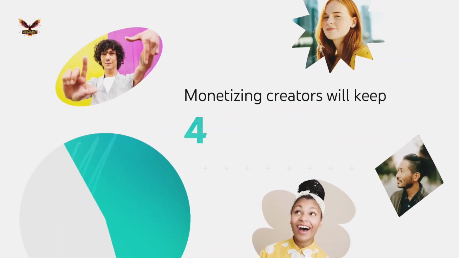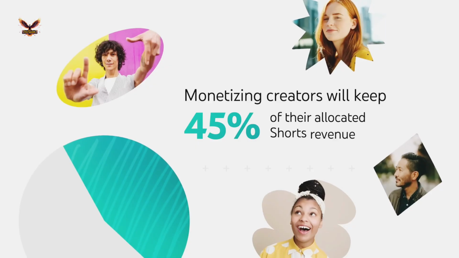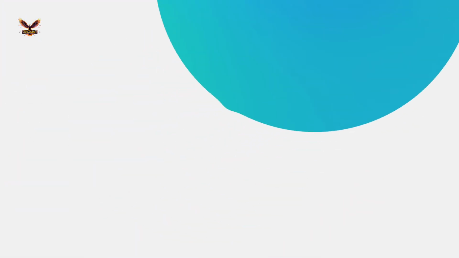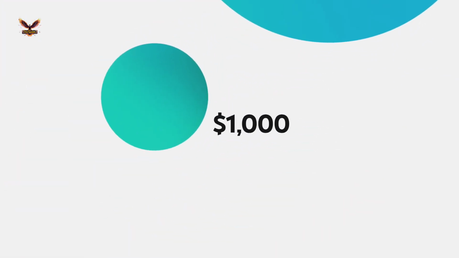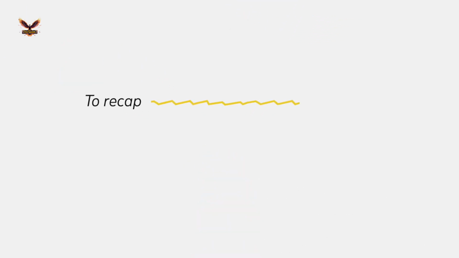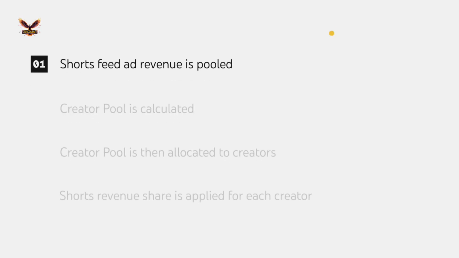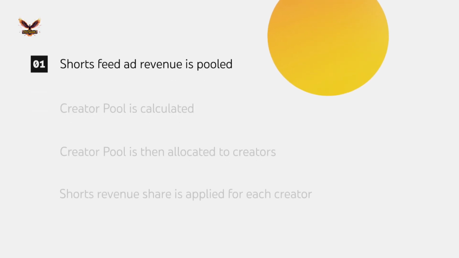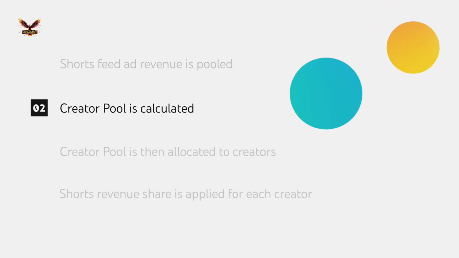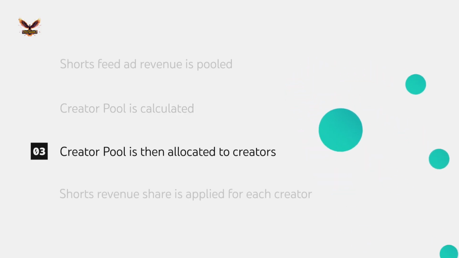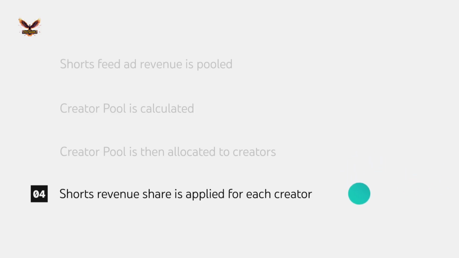Monetizing creators will keep 45% of their allocated Shorts revenue. So for example, if you're allocated $1,000 from the creator pool, you'll be paid $450. To recap, the 4 steps of Shorts ad revenue sharing are: 1. Shorts feed ad revenue is pooled. 2. The creator pool is calculated. 3. The creator pool is then allocated to creators. 4. The Shorts revenue share is applied for each creator.